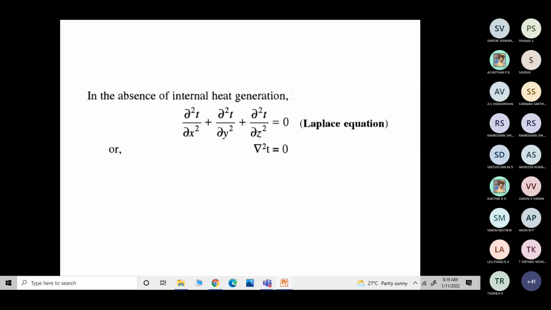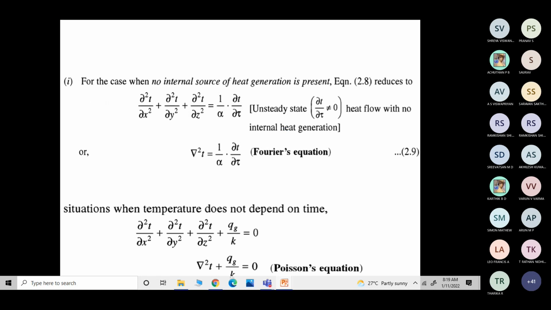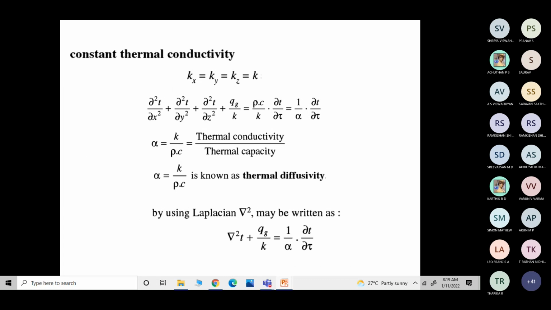And finally, if there is no internal heat generation and it is steady state, the equation becomes ∂²T/∂x² plus ∂²T/∂y² plus ∂²T/∂z² equal to 0. That is the Laplace equation. So these three things you should know, the basic mathematical knowledge you should have.